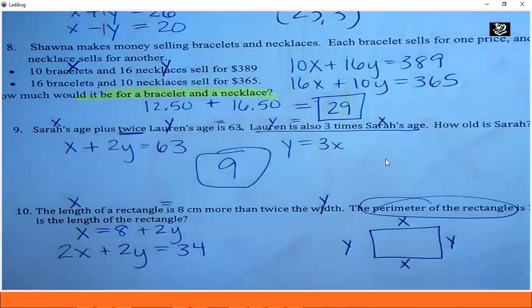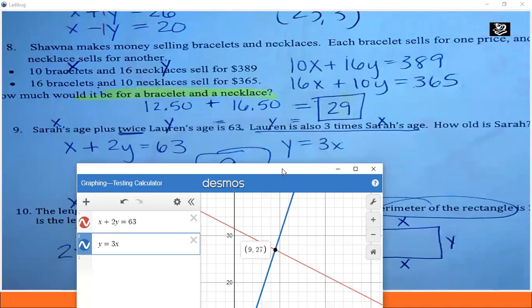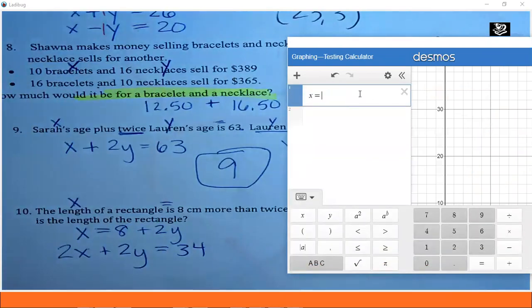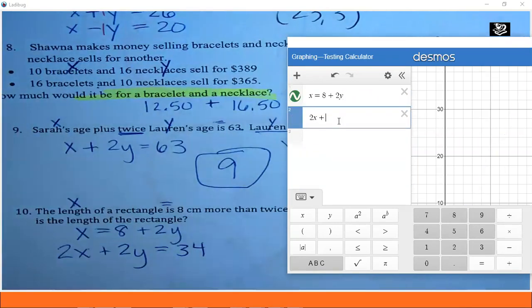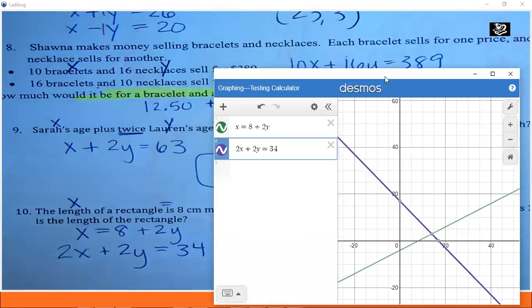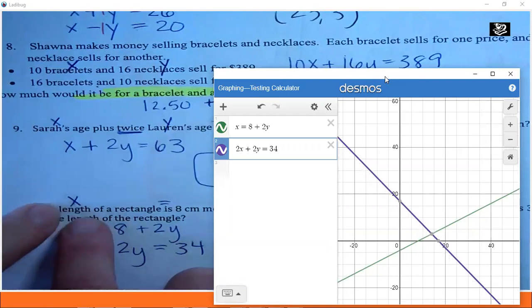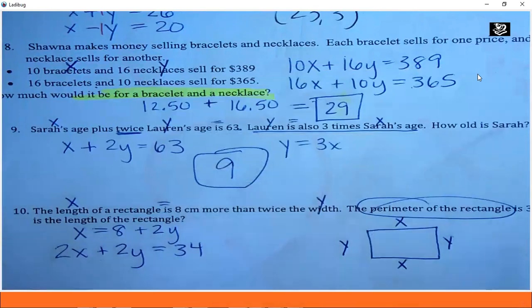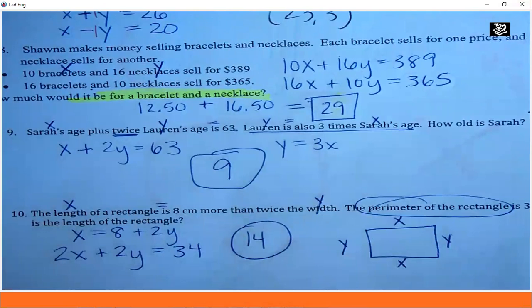All right, then when I put this one in Desmos, Lindsay, what's the question asking for? It's asking the length of the rectangle. And what did we use for length, Lindsay? 2x plus 2y equals 34. No, that was perimeter. What letter did we use for length? For length, we used X. So I'm going to click over here and my X value is 14. Okay. All right, Jordan, you can go.